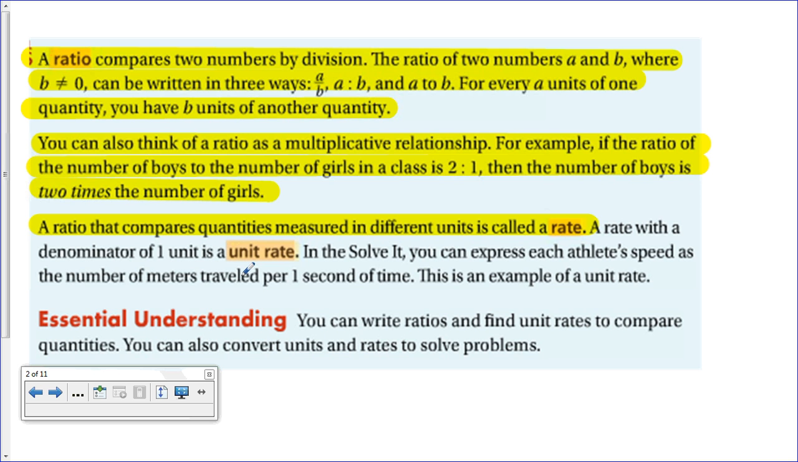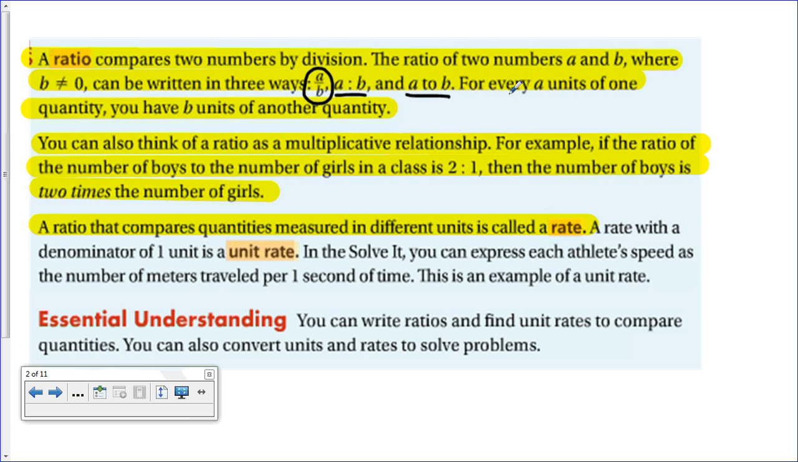So the big thing to keep in mind is that a ratio compares two numbers by division. And even though it's by division, it is sometimes written in a way that's not division. This is the most common way to write it, A over B, but it can also be written as A colon B or A to B. And we need you to understand that all three of these mean the same thing.